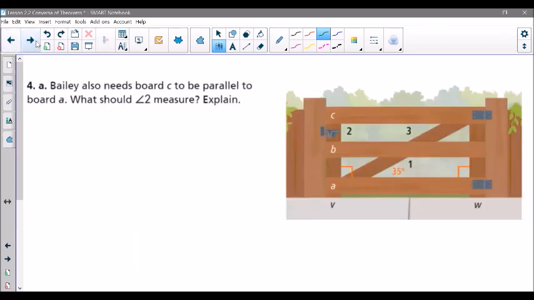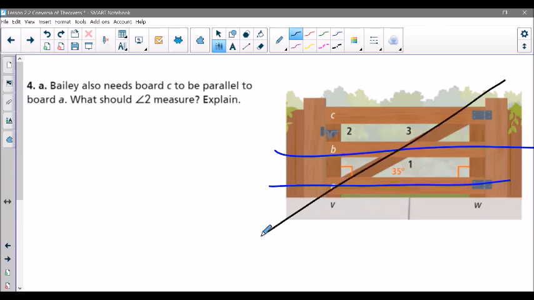Oh man, how many more do I have? Bailey also needs to cut board C parallel. What should the measure of angle 2 be? All right, so we established angle 1. So we have these two, we had our transversal. We know that angle 1, we said that had to have been 145. This was 35, right? What should angle 2 be?